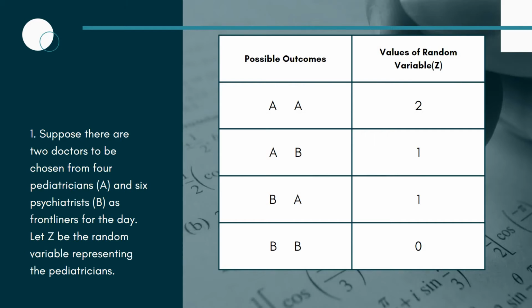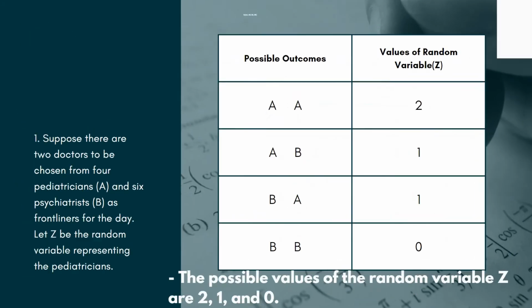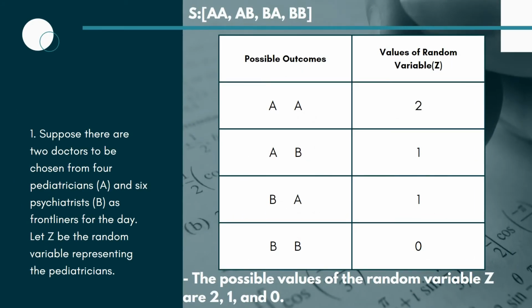Next is BA. It means to say there is also one value of the random variable, like the previous one. Last one is BB. We put 0 because based on the outcome, none of the pediatricians were chosen. So the values of the random variable are 2, 1, and 0. The possible values of the random variable C are 0, 1, and 2.